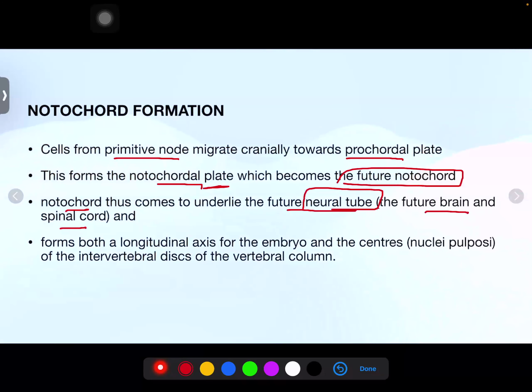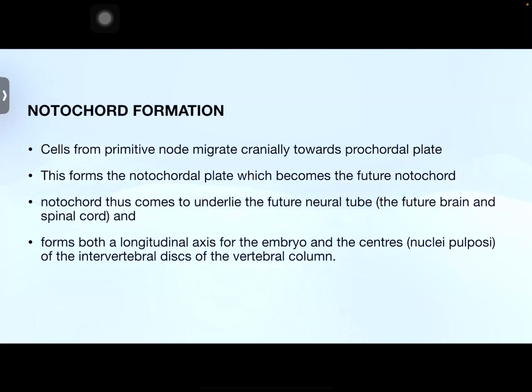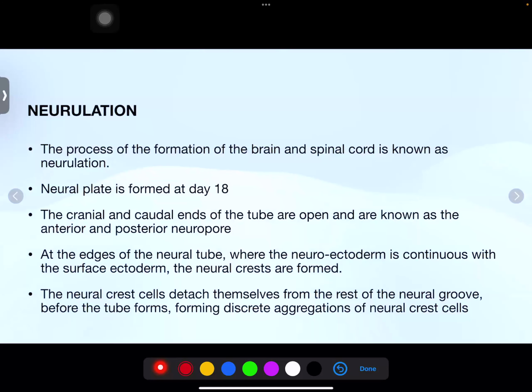Okay, so the neural tube will be forming the future brain and spinal cord, and underneath this neural tube would be the notochord. So the notochord forms a longitudinal axis of the embryo and the centers of the intervertebral discs. Okay, so this was the notochord, and then the neurulation. So the name indicates neurulation means the process of formation of brain and spinal cord. So the neural plate is formed at day 18.